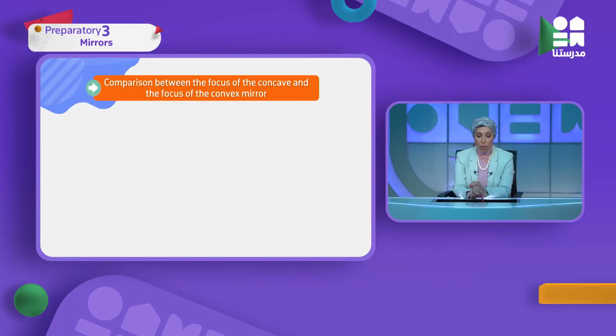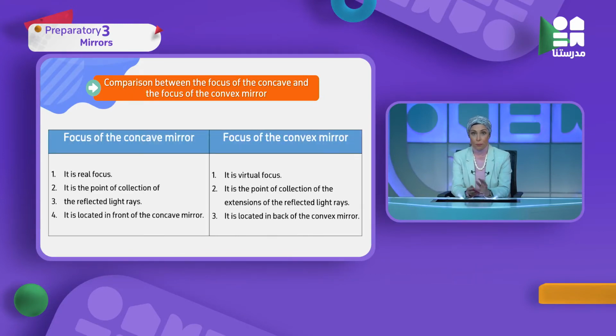Now, after we covered the concave and the convex mirror, let's move to a very important comparison, which is between the focus of the concave and the focus of the convex mirror. We said the focus is the point of collection of the reflected light rays. Is there a difference between the focus of the concave and the focus of the convex? Actually yes. Let's have a look.